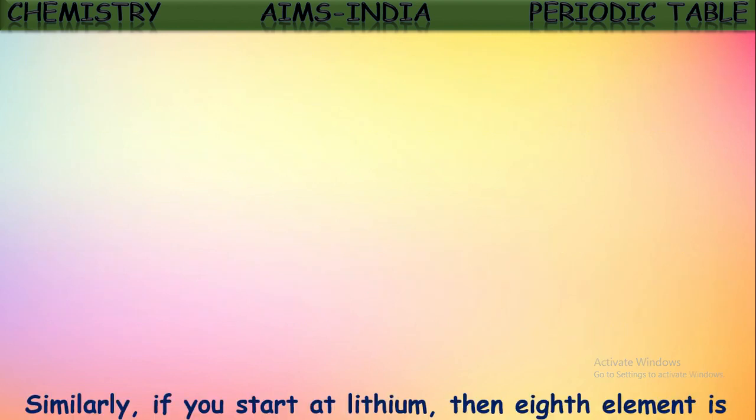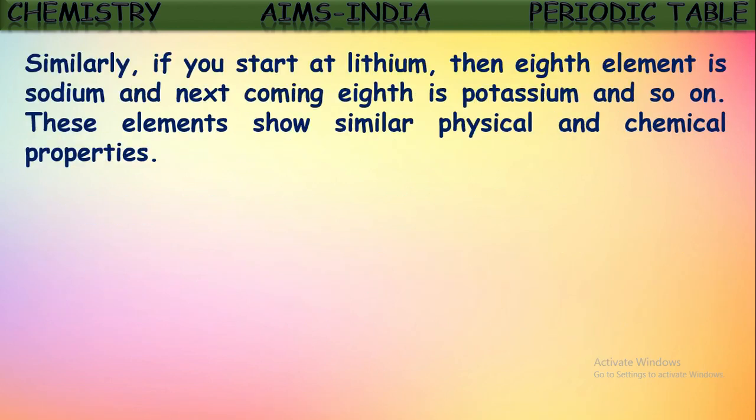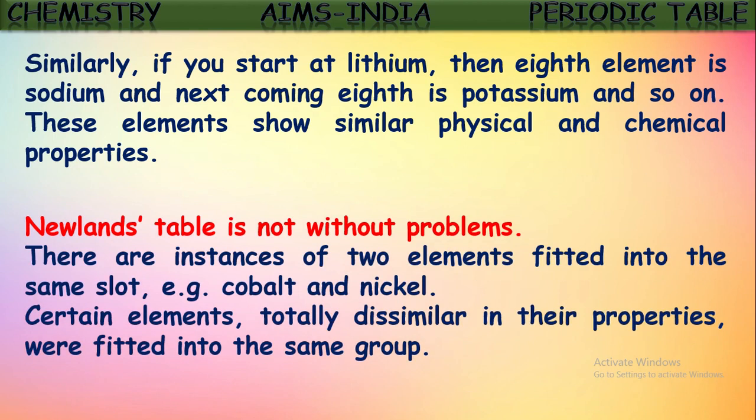It is accepted. One more example they mentioned here. If we start from lithium, then the eighth element to lithium is sodium, and the next eighth element is potassium, and so on. So these elements show similar physical and chemical properties. So this is also an accepted point. But Newland's table is not without problems. Even in this there are some limitations.